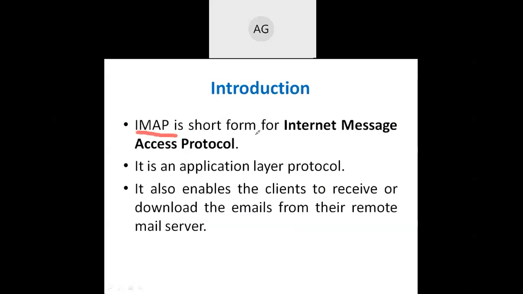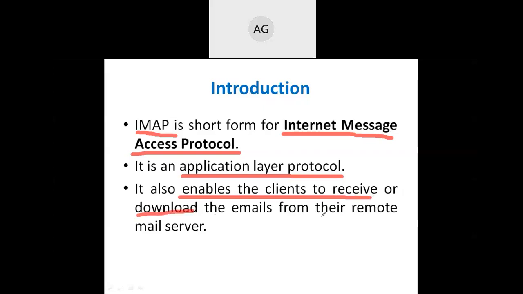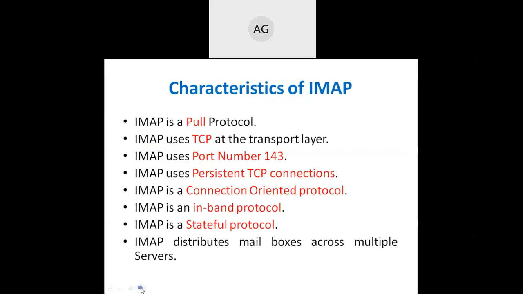The first is IMAP is the short form of Internet Message Access Protocol. It is also an application layer protocol. It also enables the client to receive or download the email from the remote mail server. So basically it performs the same function as the POP protocol. So moving to the next slide. Now the characteristics of IMAP.